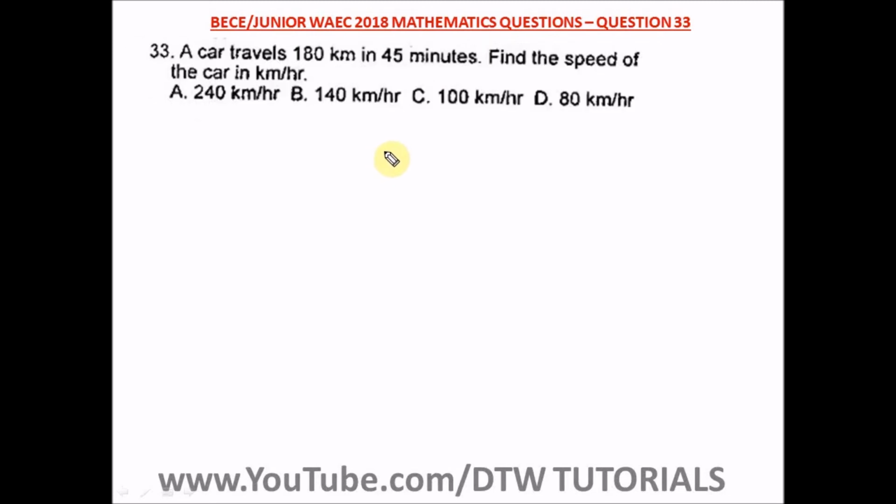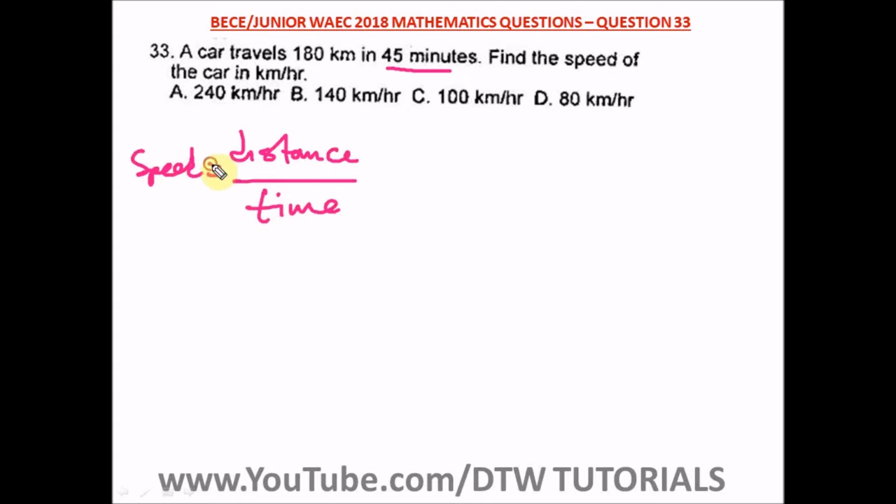Question 33 of the BECE Junior WAEC 2018 Mathematics past question. That's your OBJ question 33. It says a car travels 180 kilometers in 45 minutes. Find the speed of the car in kilometer per hour. Okay, it says the speed of the car in kilometer per hour. That means what? Distance over time.